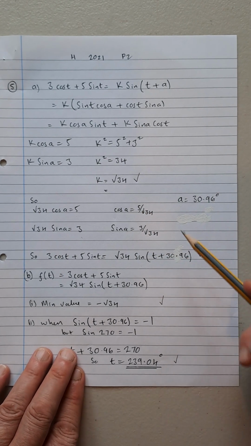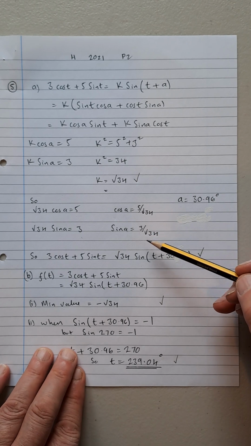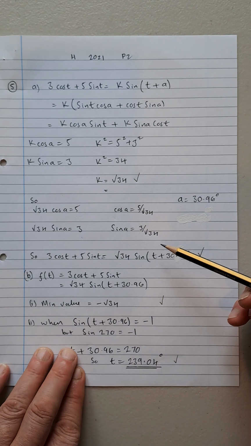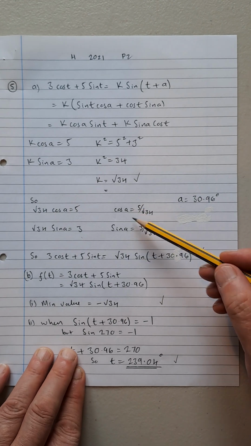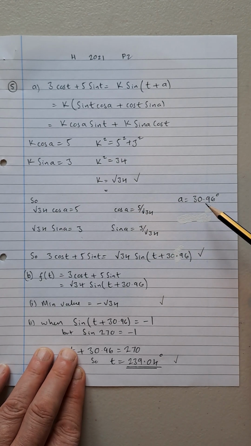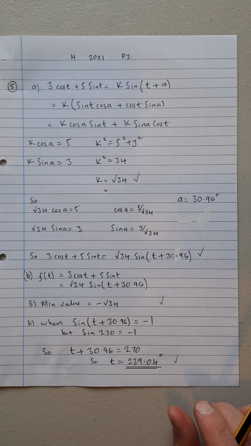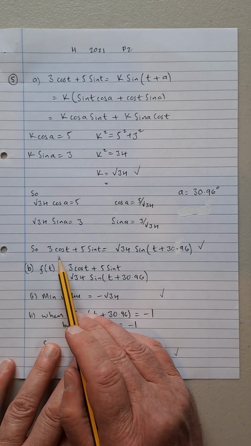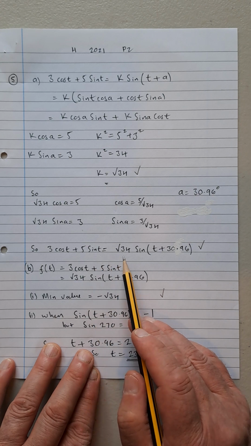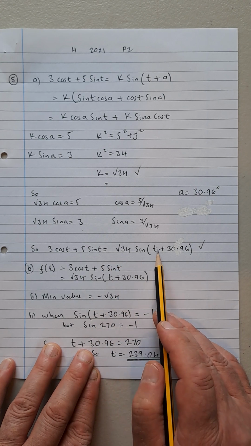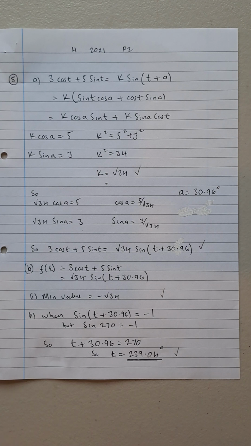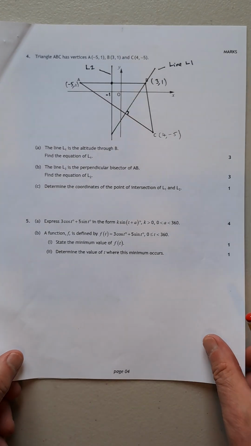Now cos a and sin a are both positive, so a must lie in the first quadrant. That means it lies between 0 and 90. So I just did a shift cos of 5 over root 34, and you get 30.96. So just to summarise your final answer, 3 cos t plus 5 sin t is root 34 sin(t + 30.96). And just having a quick look at part B.